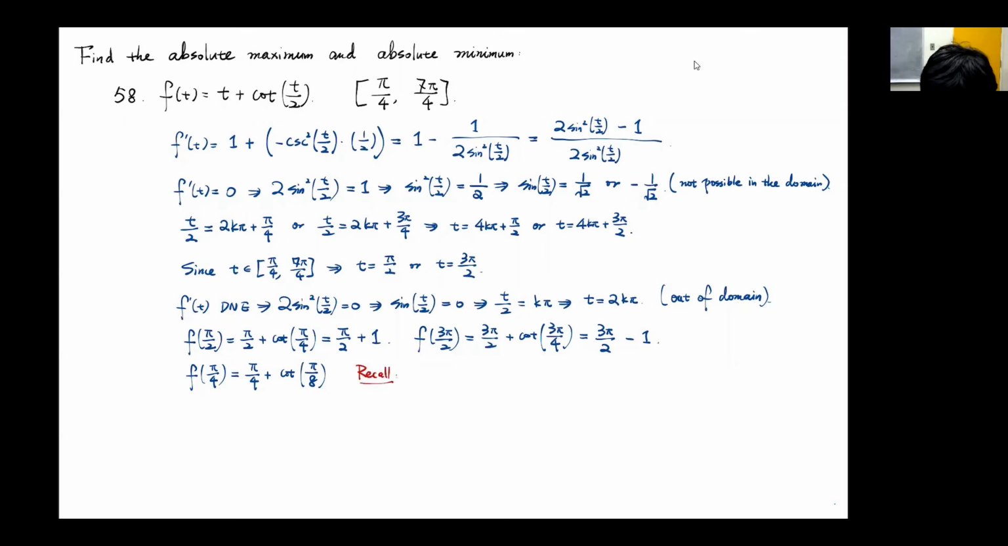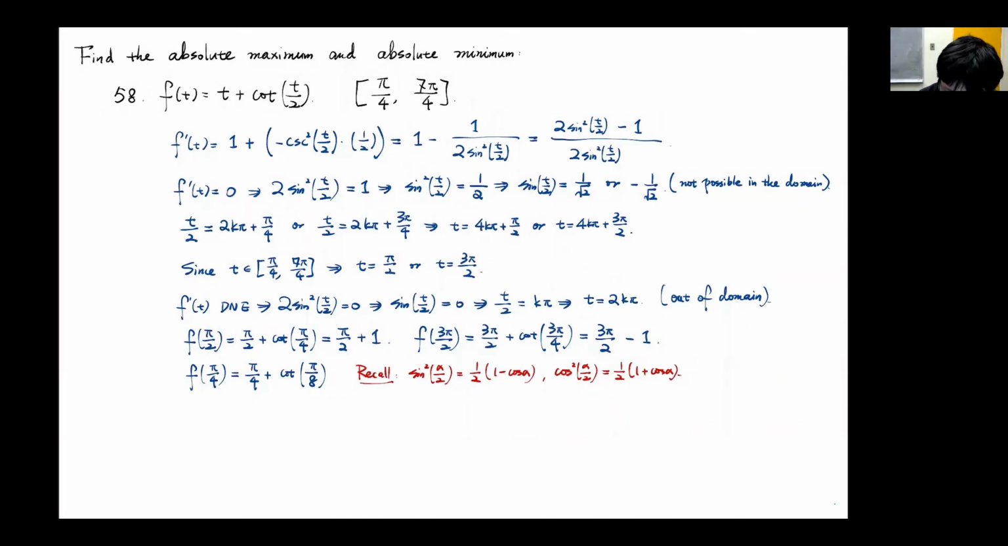So the half angle formula basically says sine squared of alpha over 2 is equal to 1/2 times (1 minus cosine alpha), and cosine squared of alpha over 2 is equal to 1/2 times (1 plus cosine alpha). Okay, because we are interested in the cotangent, let's just do the quotient.